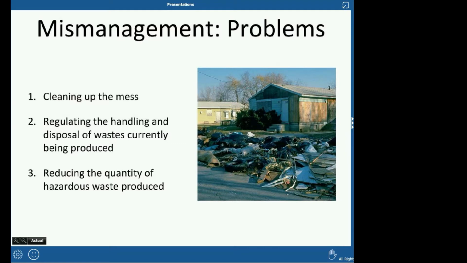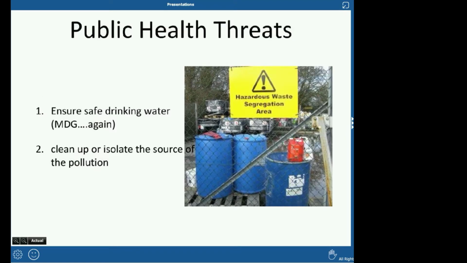So the problems with mismanagement: obviously we have to clean up this mess, right? We have to regulate the handling and disposal of this waste. And then we need to reduce the quantity of hazardous waste produced so we don't have as much to deal with.